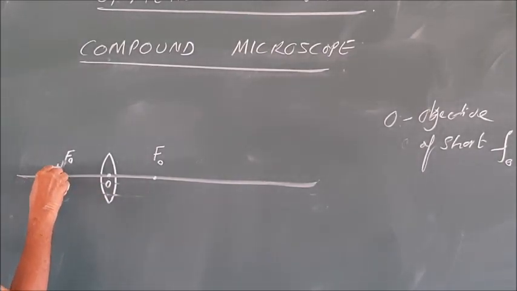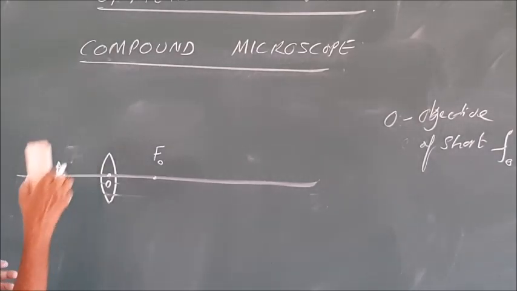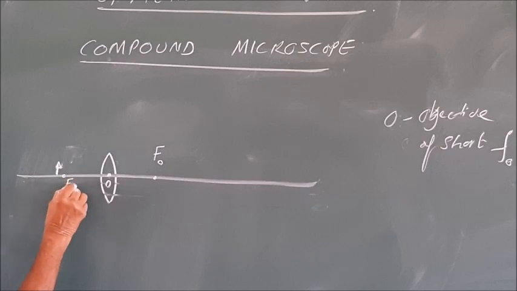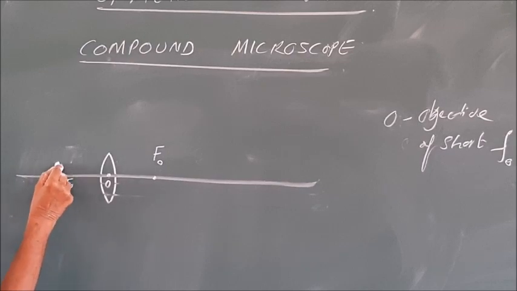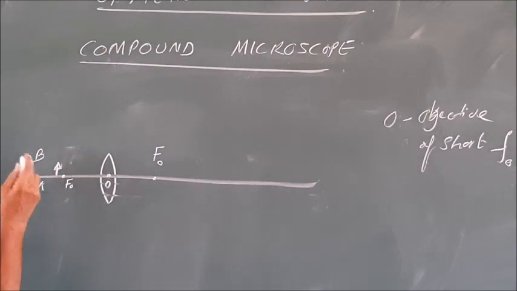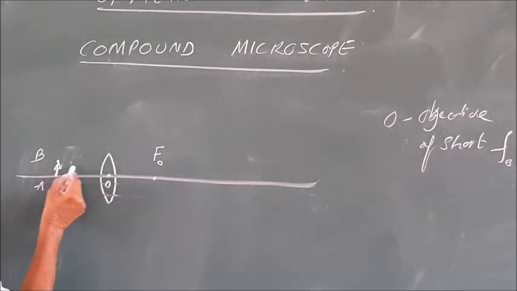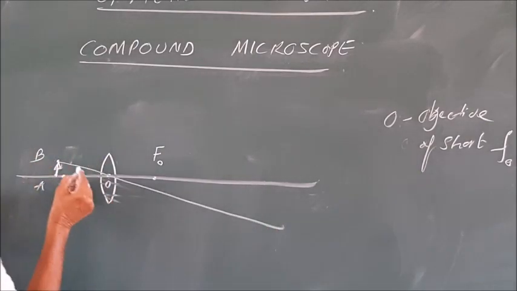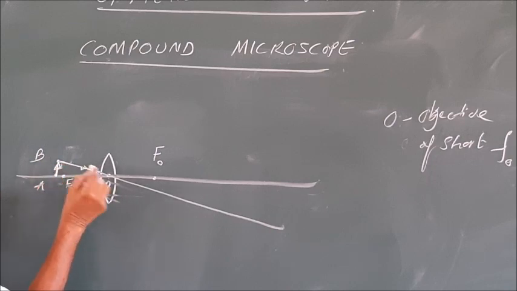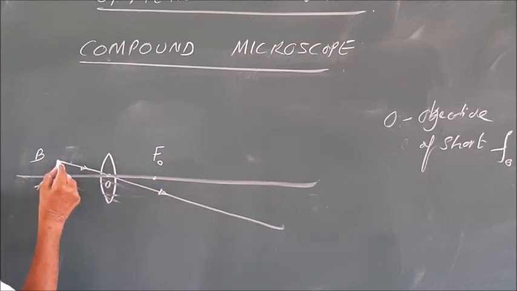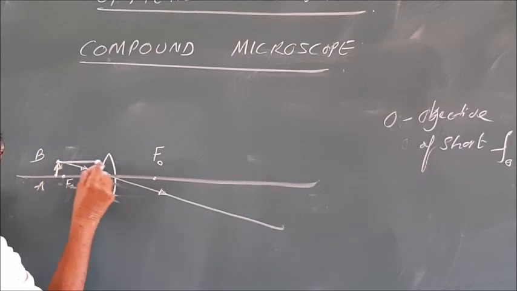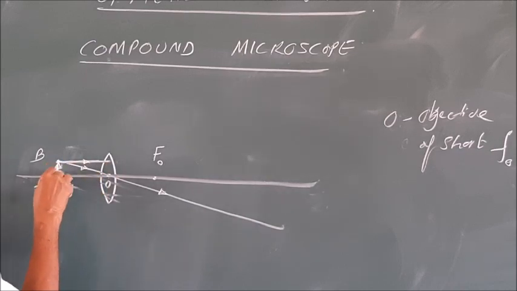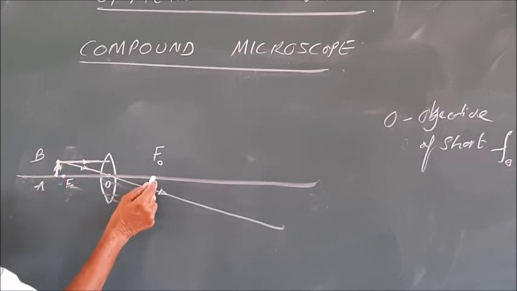I keep the object to be seen very close to, just beyond the principal focus. Now observe that the object is very, very small. This is AB, let's say. A ray passing through the optic center goes straight. A ray parallel to the axis passes through F.